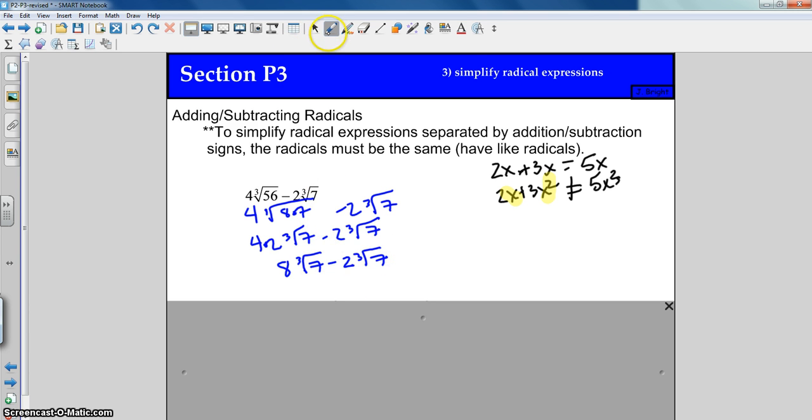Now I do have like terms. This and this are similar. So this is more or less 8x minus 2x. And when I do that arithmetic, I just get 6 cube root of 7 as my result.